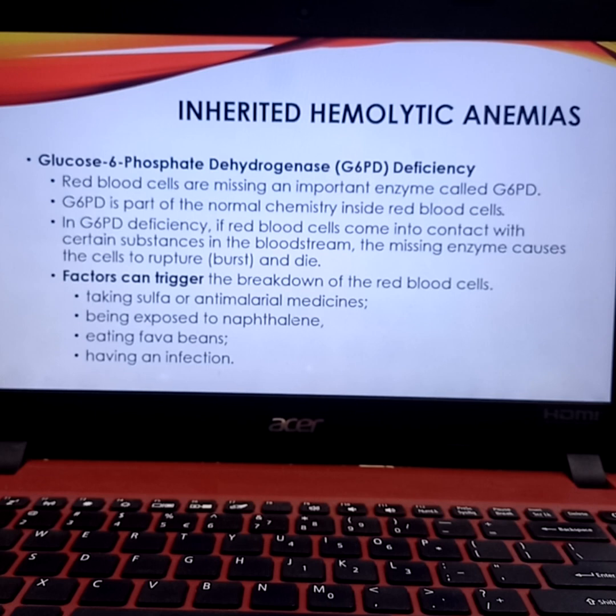Aside from that, there is a list of foods that you have to avoid if you have G6PD deficiency. Included, especially in Filipino practice, is your bitter gourd or ampalaya, because ampalaya has a substance that contributes to the destruction of your RBCs in patients with G6PD deficiency. The next one is that it mostly affects people of African and Mediterranean descent.